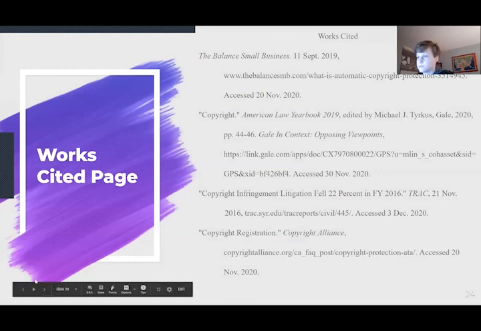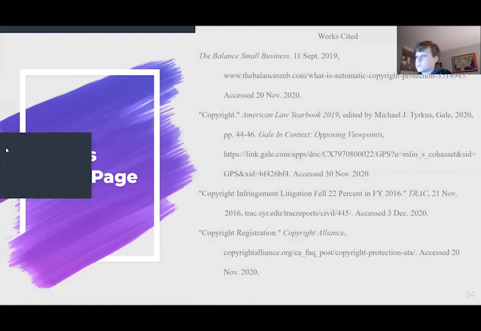Here are the sources we used for our project. There are a variety of Gale databases, websites, articles, and books.